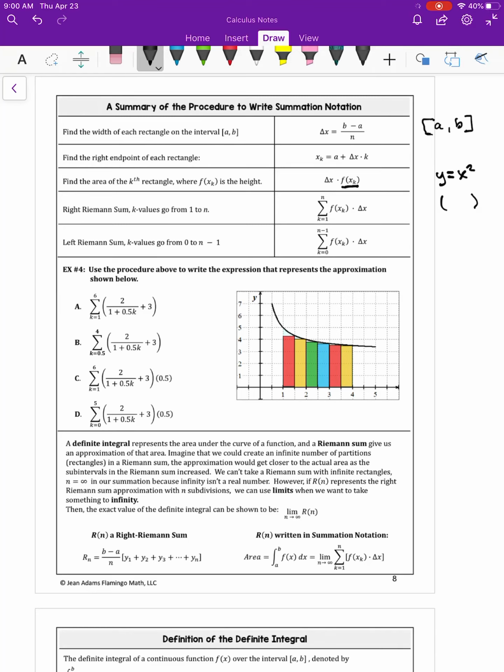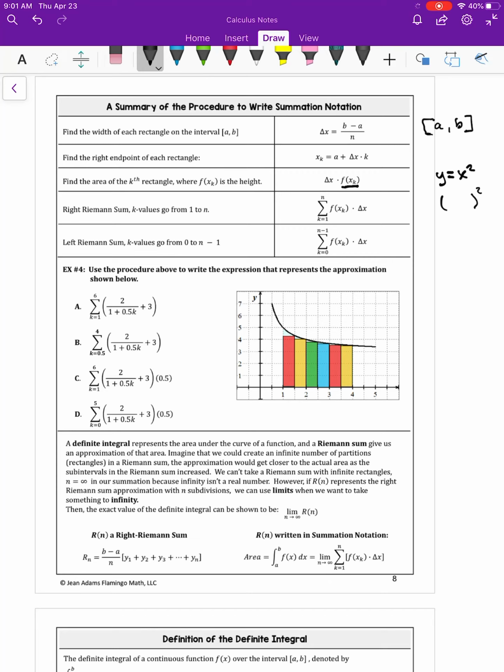Find the area of the kth rectangle. So that's just going to be delta x times f of x sub k. So our function was a square root function, square root of x. So that's why our f of x ended up being the square root. But if the function that we're looking at is y equals x squared, then our f of x is going to be whatever that x sub k is squared, because that is your function. And we're going to be doing more of these, so it'll make more sense.